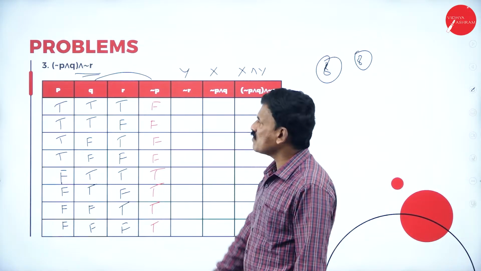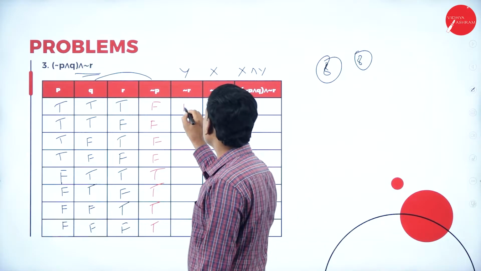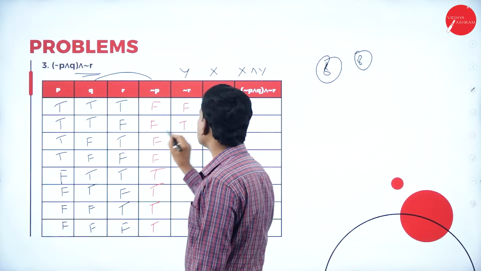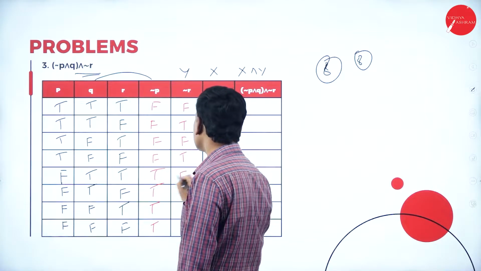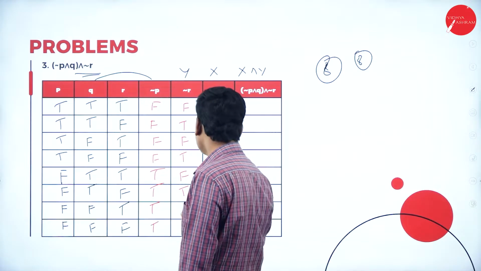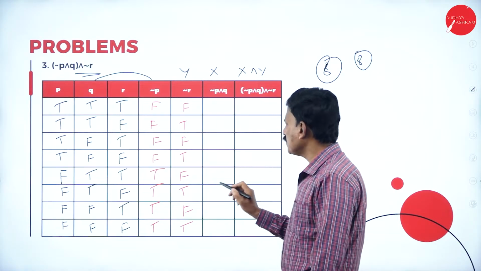Next, negation of R. So, R is, for T, it is F. For F, it is T. Again, for T, it is F. For F, it is T. Again, for T, it is F. For F, it is T. Again, for T, it is F and T. So, F, T, F, T, F, T, F, T.